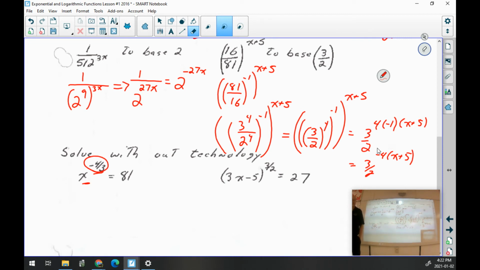Okay, so remember, an exponential equation is one where the variable is in the exponent. When we talk about quadratic equations, the highest exponent is 2.